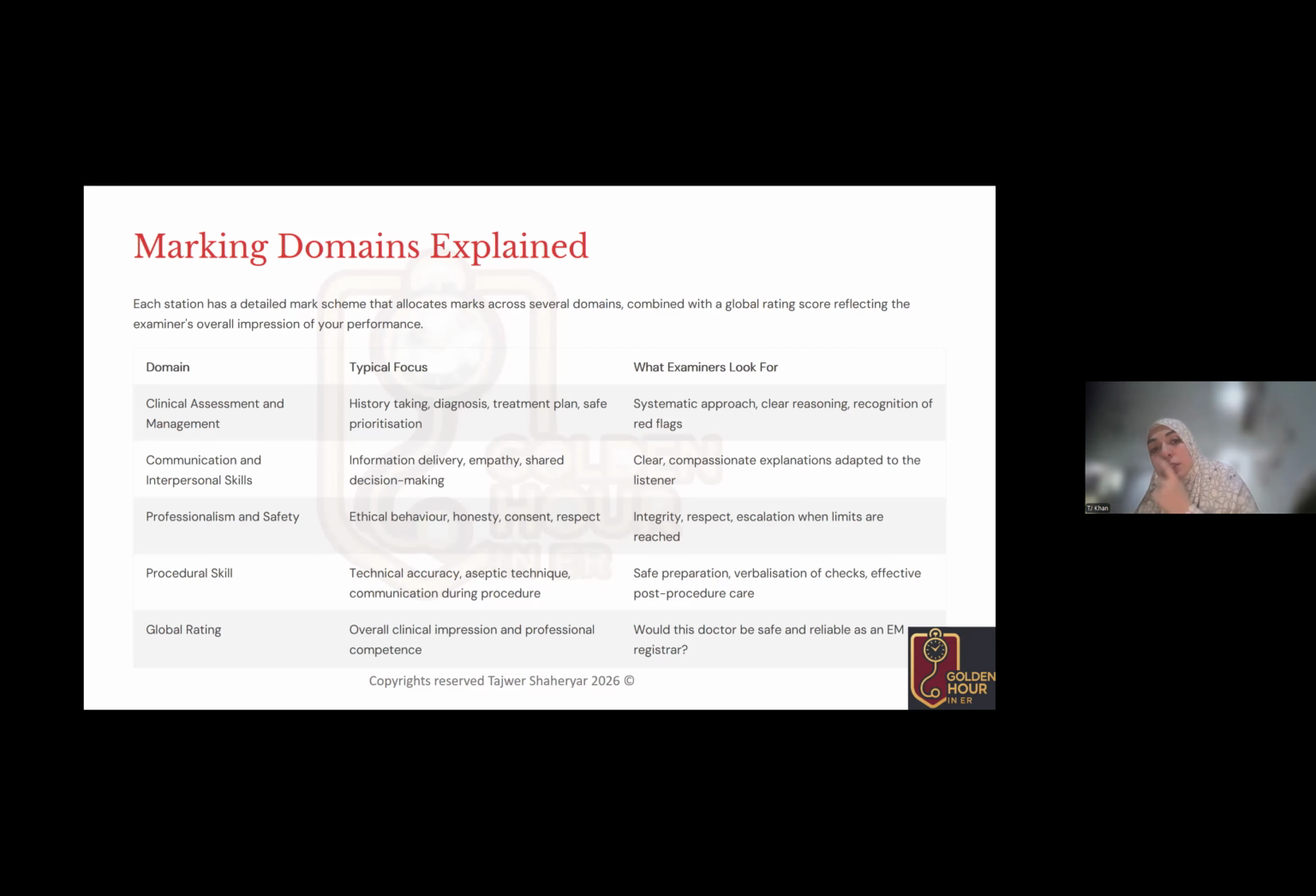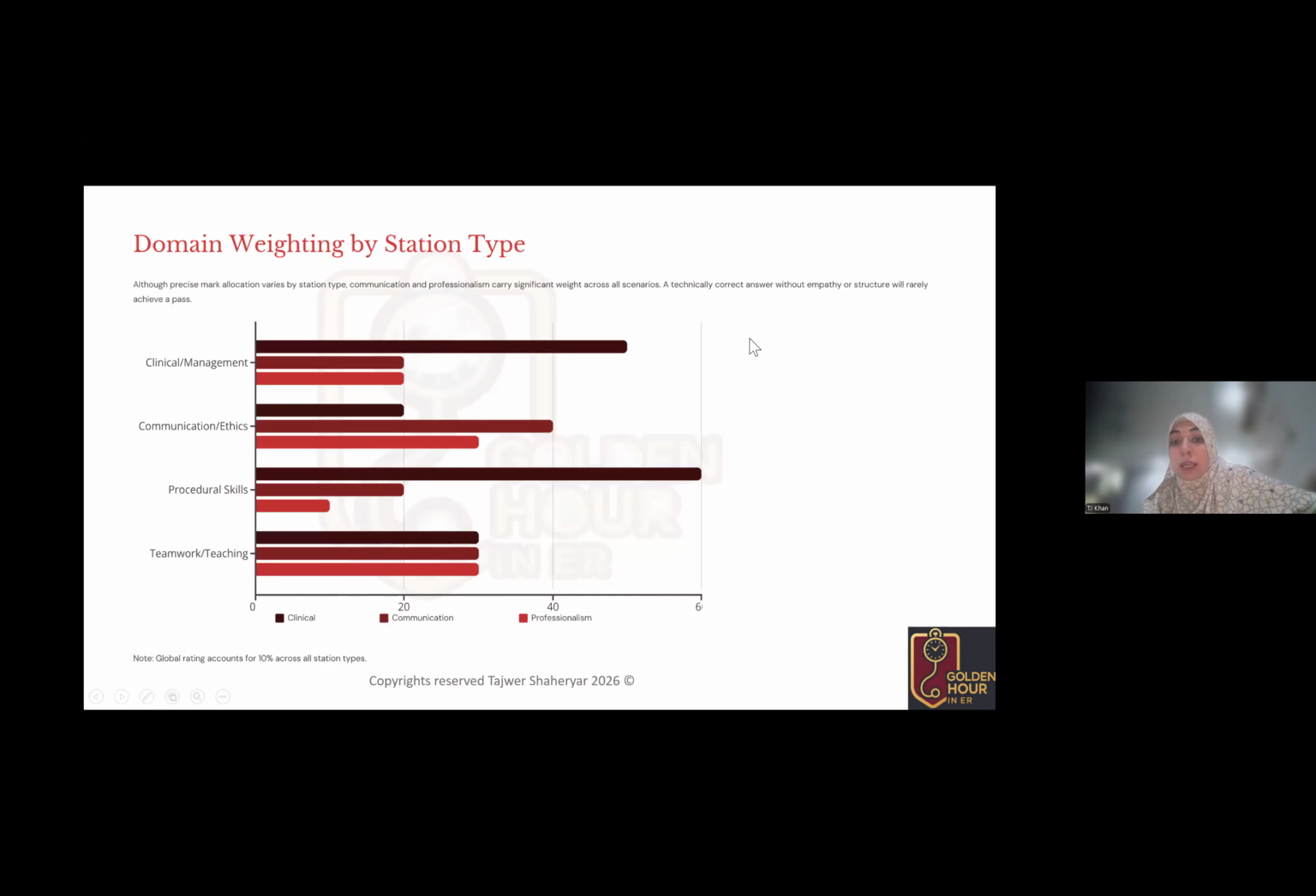And what the examiners are specifically looking for is your safe preparation. Are you able to prepare all your stuff? Verbalization of your safety checks, effective post-procedure care. Global rating: this used to be separately marked before. Now it is included in your station in the 10 marks. You don't have a global rating score separately. So overall clinical impression and professional competence, and would this doctor be safe and reliable as an EM registrar? So that's overall what they're looking at in the station.